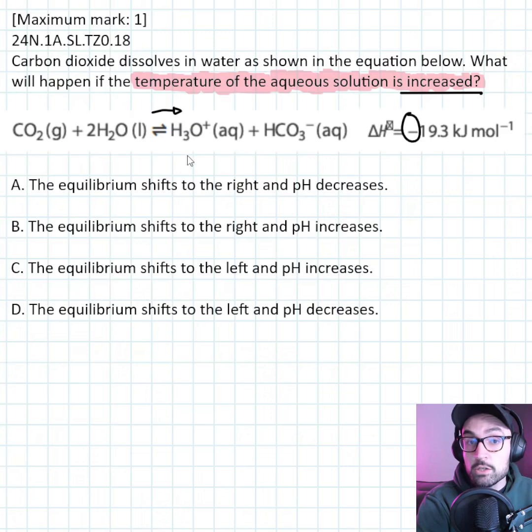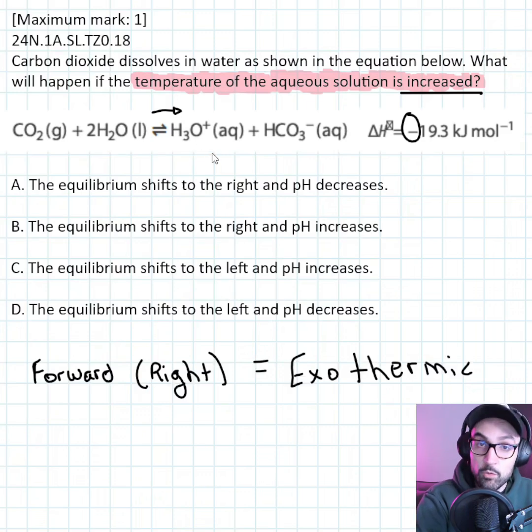What is important to note in this particular equation here? The delta H has a negative sign. That means that the forward path, or the right path, the path that goes to the right, is exothermic. We also need to acknowledge the presence of H3O+. That's the acid ion, also known as the hydronium ion.